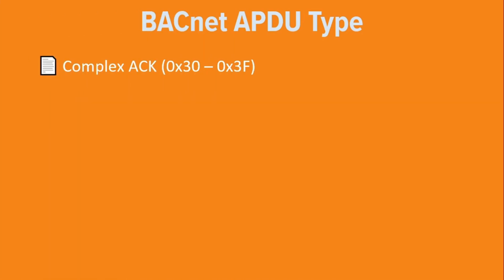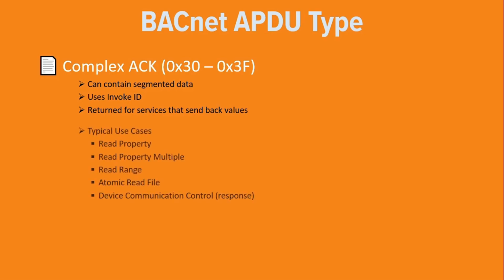A complex ACK can contain segmented data, allowing large responses to be sent in multiple pieces. It uses the invoke ID to match the reply with the original request. Typical use cases include read property multiple, read range, atomic read file, and responses to device communication control requests.